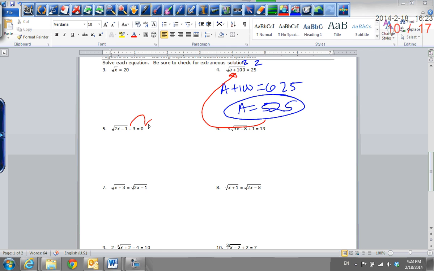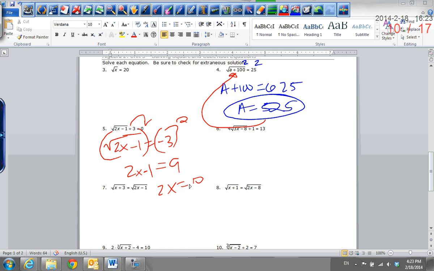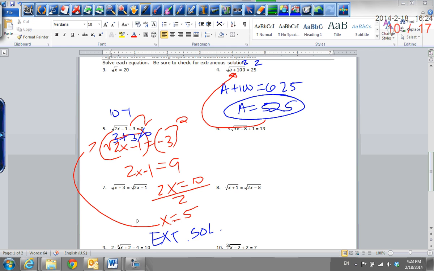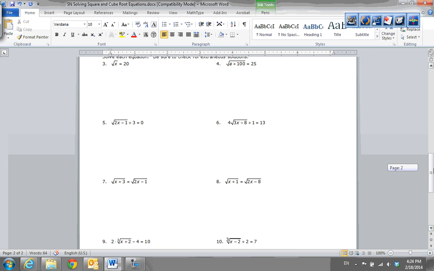Now on number 5, I'm going to subtract 3, so I get the square root of 2x minus 1 equals negative 3. Now when I square both sides, I get 9 equals 2x minus 1. Now it's a little more complicated algebra 1 problem. Add 1, divide by 2. So x is 5. Now if I take 5 and put it back in, I get 10 minus 1, that's 9. So the square root of 9 is 3. I get 3 plus 3, which is not 0. So that means this is an extraneous solution. So that means there is no solution. That means no matter what number I plug in there, I add 3, it's not going to be 0. So that was one of the ones that has an example of an extraneous solution.